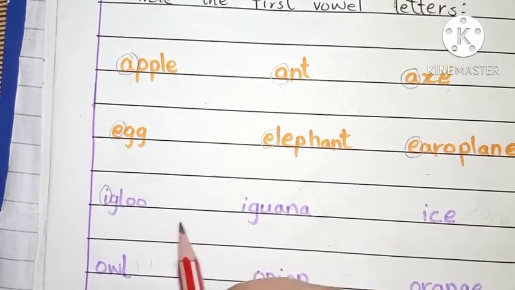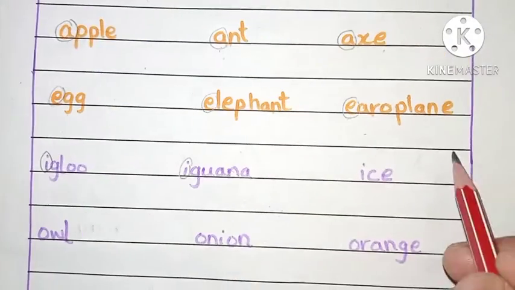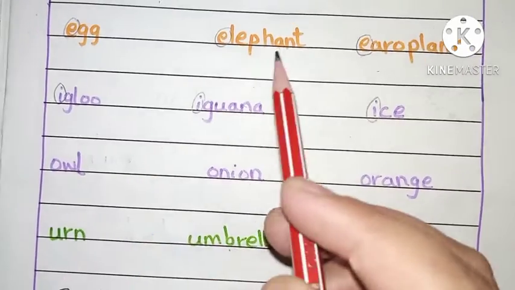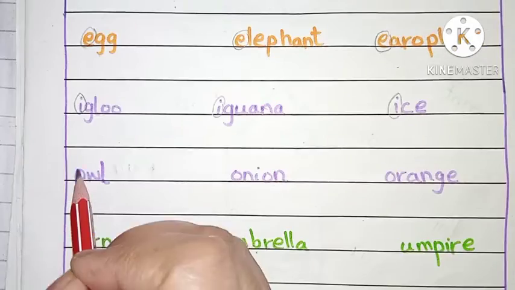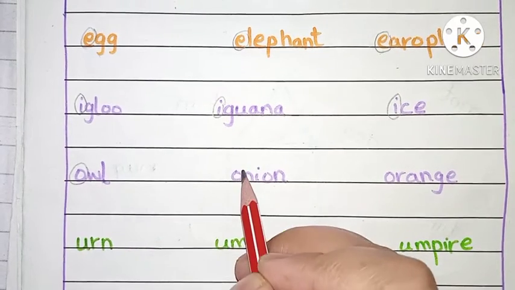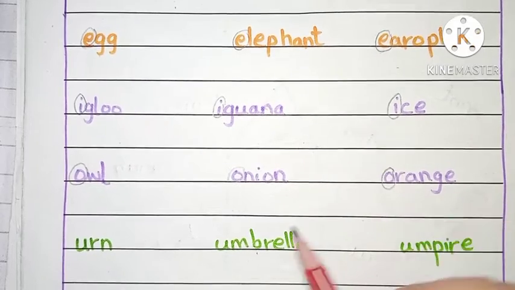Igloo. I is vowel letter. Iguana. It is a kind of lizard. Eyes. Now it's O. First O vowel letter. Owl. O. Onion. Pyaz. Orange.